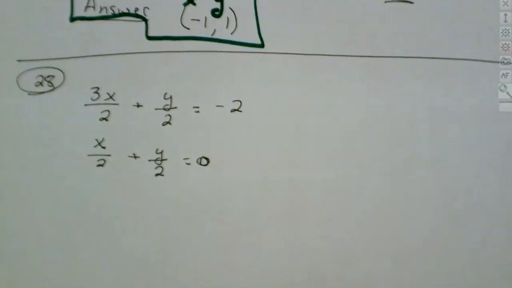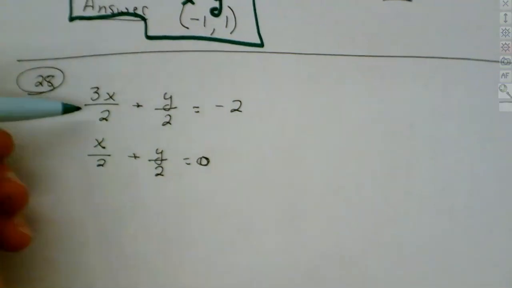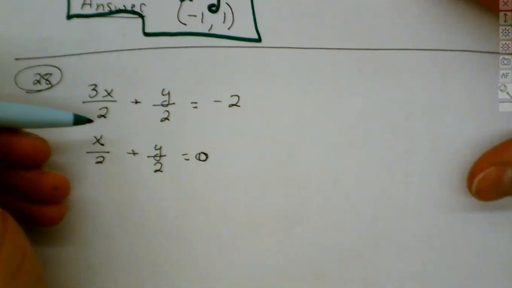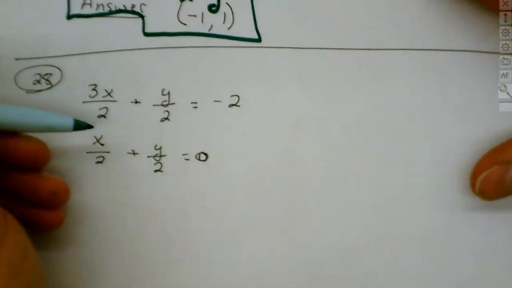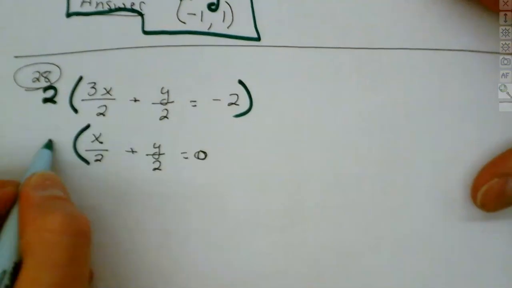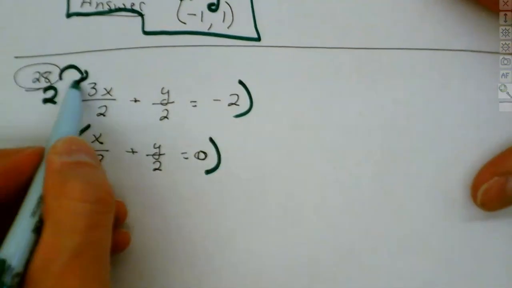What do I need to multiply this by on both of these to clear out my fractions? Well, what do we have below? We have a 2 below, right? So I need to multiply everything by a 2. That's going to clear out all of my fractions. So let's do that. Multiply each equation by a 2. So every part gets a 2.